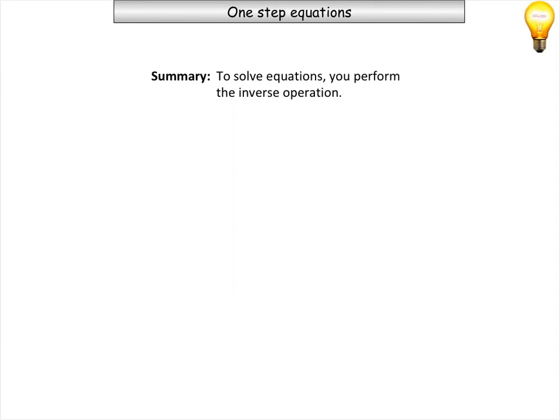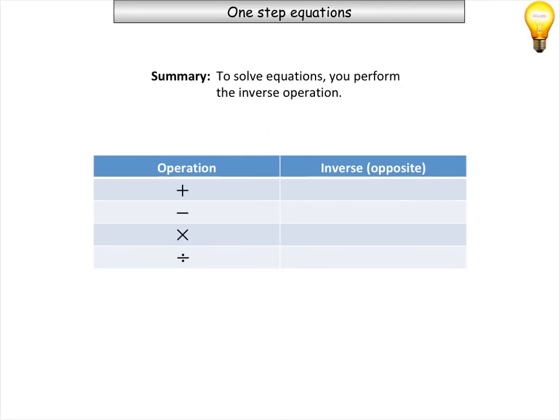So with any type of equation, it doesn't have to be one step. However, to solve equations, we do the inverse operations. So here are the operations: addition, subtraction, multiplication, and division. What are the inverse operations, or the operations that are opposite to the ones indicated? So the opposite of adding is subtracting. Opposite of subtracting is adding. Opposite of multiplying is dividing. Opposite of dividing is multiplying.